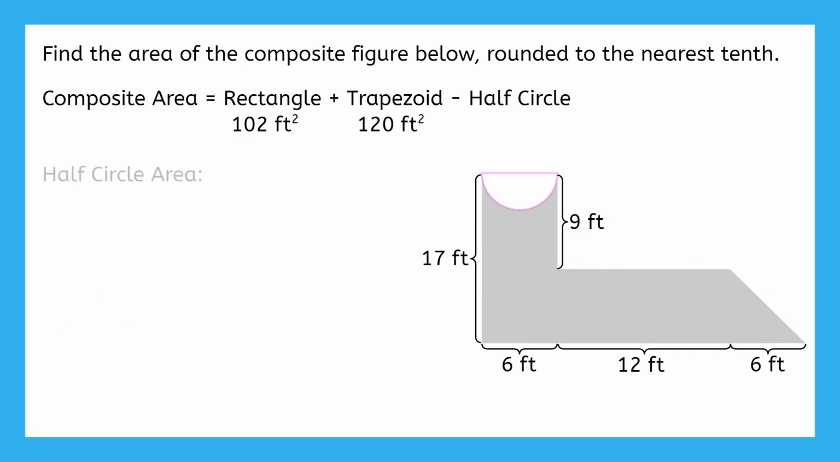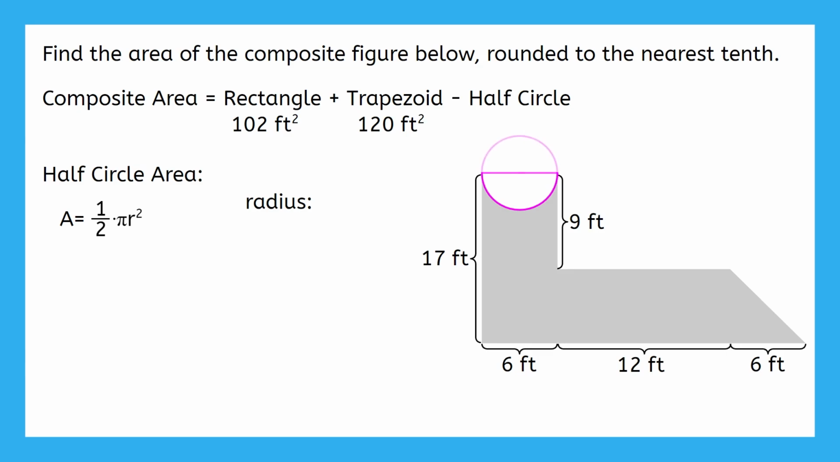Last is that half circle cutout. If we want to consider this a sector, then the central angle would be 180 degrees, giving us an area formula that looks like this. Or, if you'd rather simplify, we can just say that the area of the half circle is 1/2 times the area of the whole circle. Either way, we're going to need the radius of the circle in order to calculate the area of it.